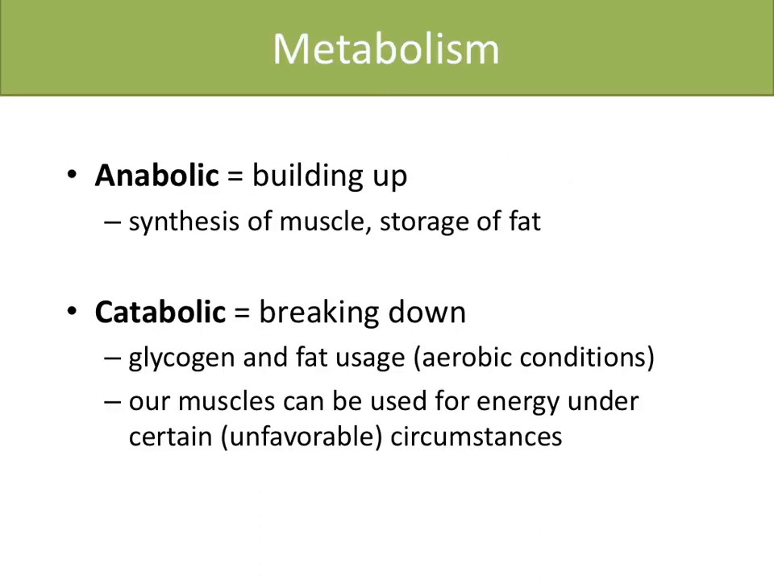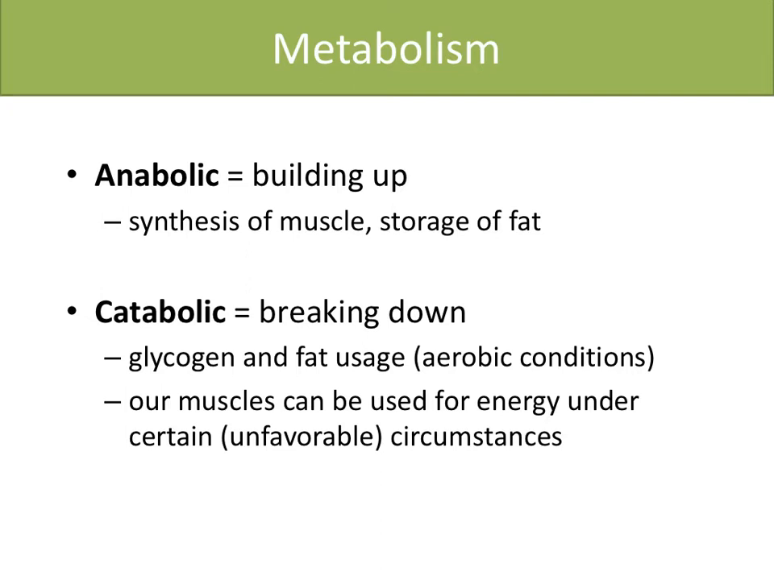So there's 2 different kinds of metabolism, anabolic, where you're building up, a synthesis of muscle, storage of fat. So you turn carbohydrates into fat. You have protein that you need for your muscles to build up. And then catabolic, in other words, breaking things down. And usually when you break things down, you're breaking these chemical bonds that release energy.